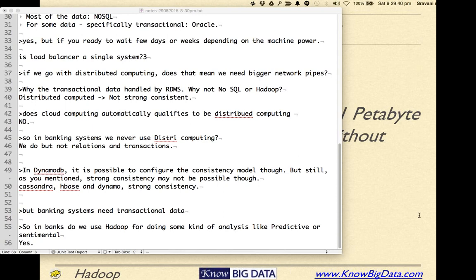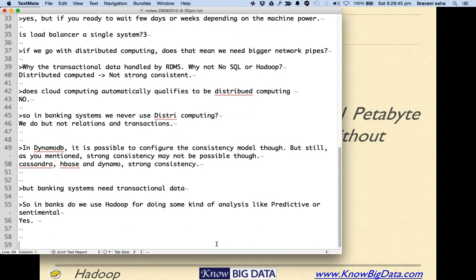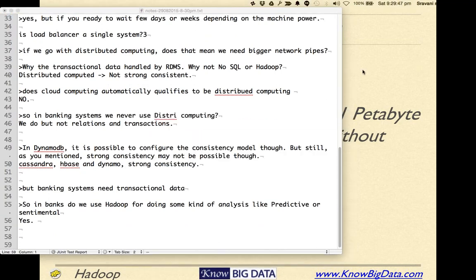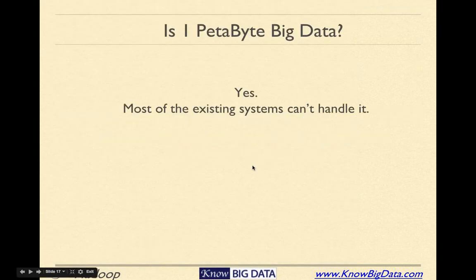All right, good. Great set of questions. Moving on. Yes, 1 petabyte of data is big data. Most of the existing systems cannot handle it. Handle means two things: they cannot store it, and they cannot process it in a reasonable amount of time.